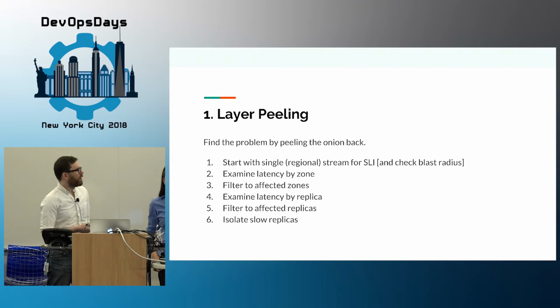So the example I'm going to give here is, you saw we were paged because one of our SLOs was in danger. And our SLOs for this imaginary service are regional. So for some reason, US West 1, as we saw, is serving too many slow queries.